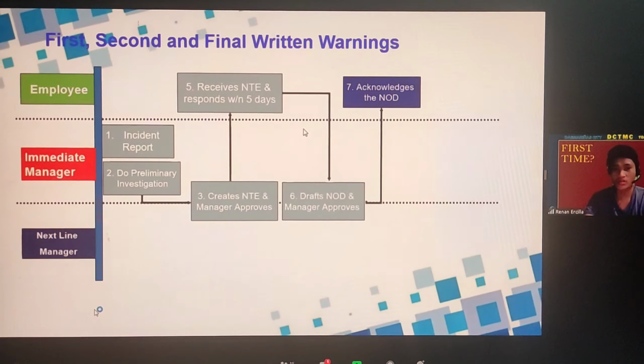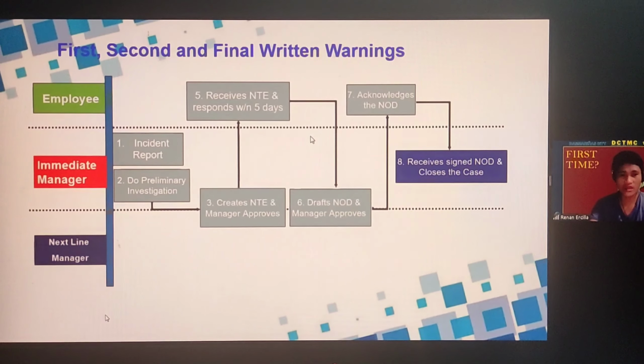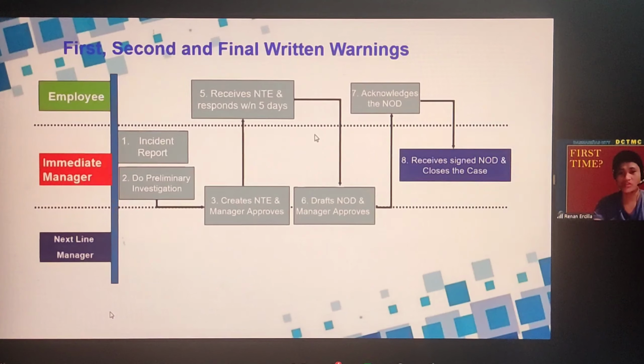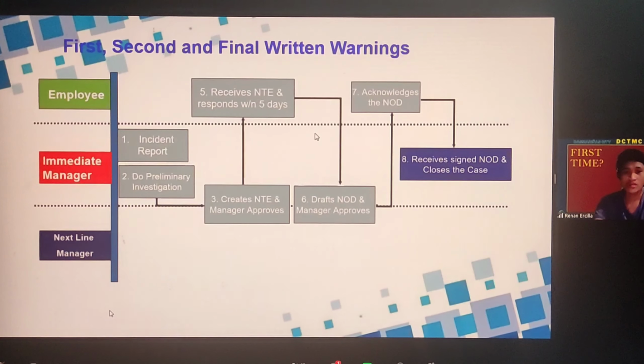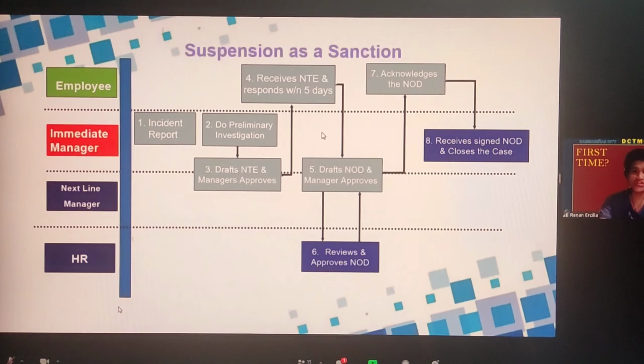So let's say it was acknowledged by the employee. That's the time the NOD, or the second notice, goes to the bucket, or the actionable item, of the immediate manager in order to close the case. But how about if the sanction is a suspension?